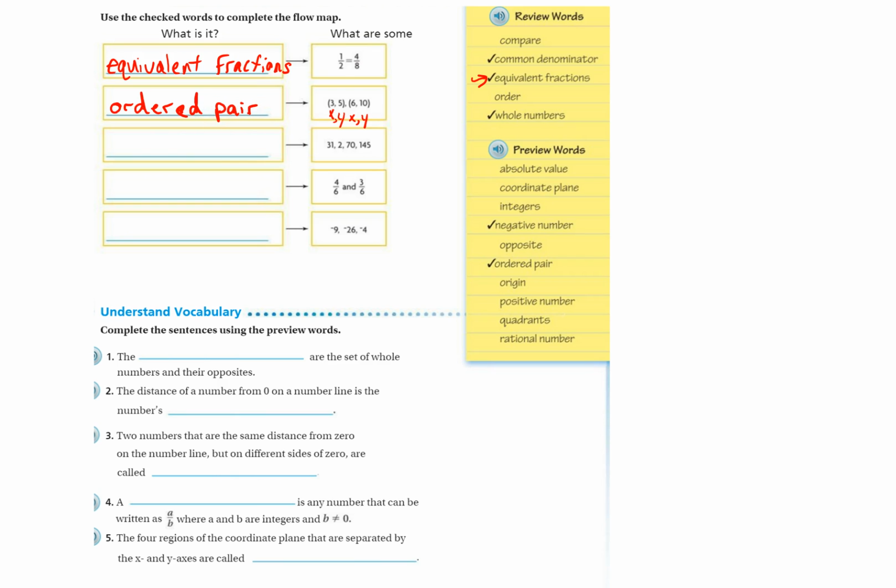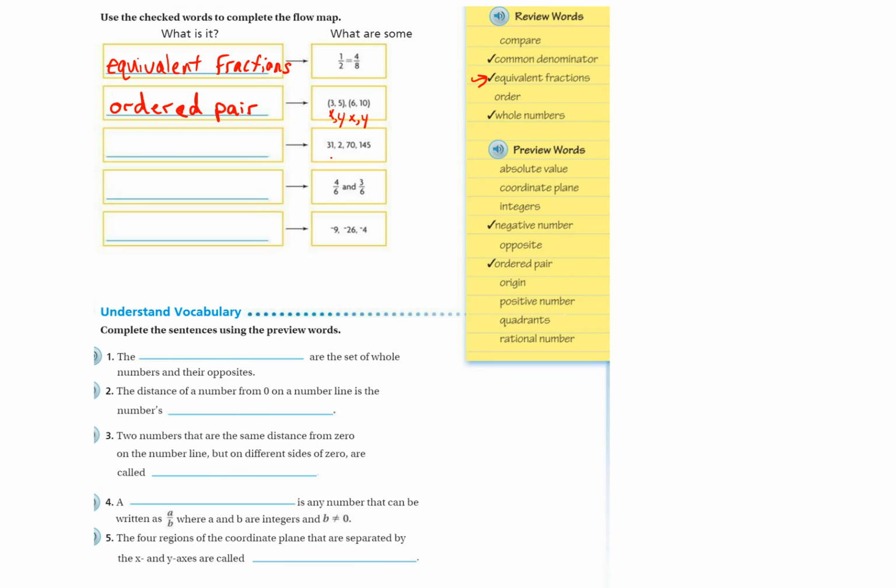All right, let's look at the next one. 31, 2, 70, 145. So this could be a few things, I believe. It could be whole numbers, it could be integers, it could be positive. Oh, but this is probably a three-way thing, positive number quadrants. So let's skip that one for now. Let's go to the next one.